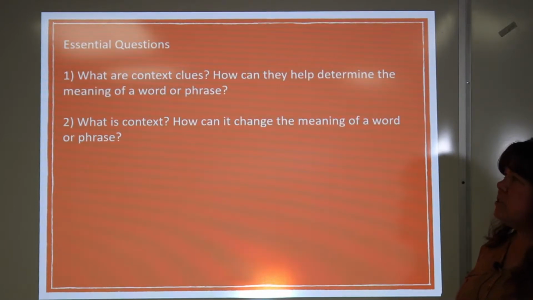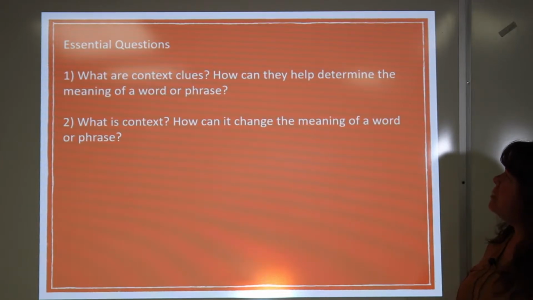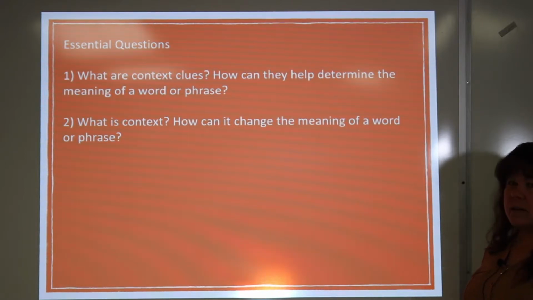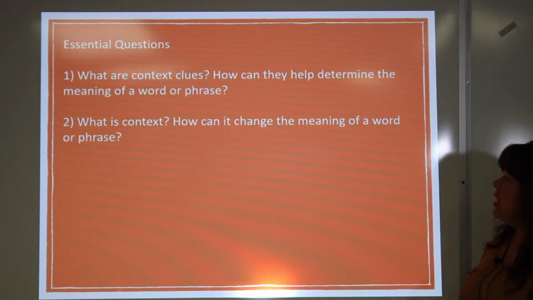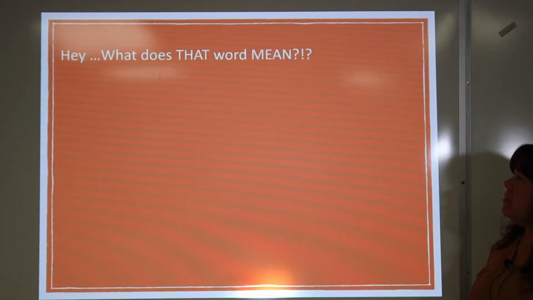So our essential questions are, number 1, what are context clues? How can they help determine the meaning of a word or phrase? And number 2, what is context? How can it change the meaning of a word or phrase? So hey, what does that word mean?